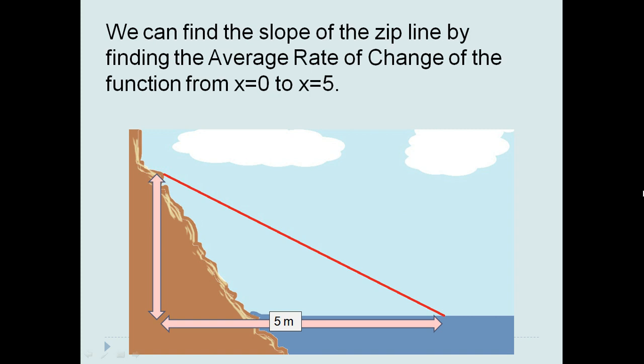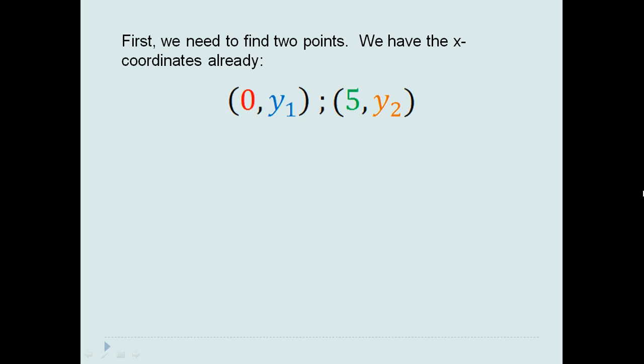Now we're going to use that information to find the average rate of change of the function that describes the hill and the lake from 0 to 5. First, we need 2 points, which we already have the x coordinates of. We have (0, y1) and (5, y2). Now we need to find the values of y1 and y2.